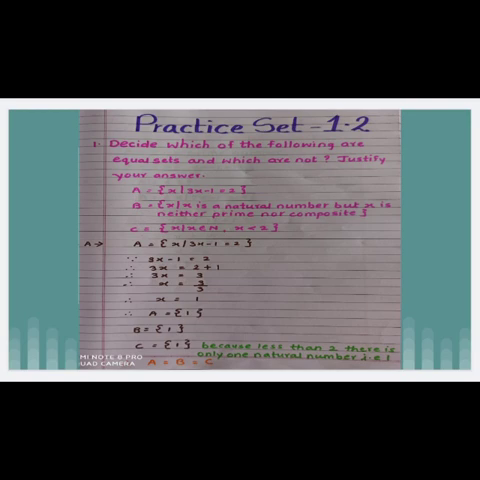Set B is a set in which x is a natural number but x is neither prime nor composite. Now students, you have already learned in 5th standard that 1 is neither prime nor composite. That means only the element 1 is there which is neither prime nor composite. Hence set B is equal to curly bracket and we write the element 1.